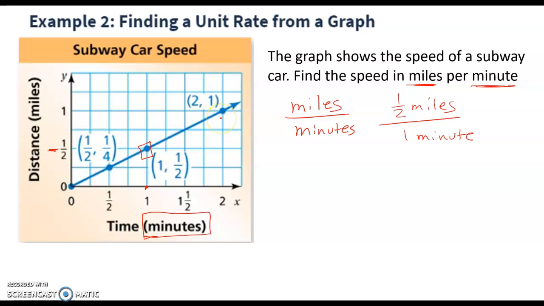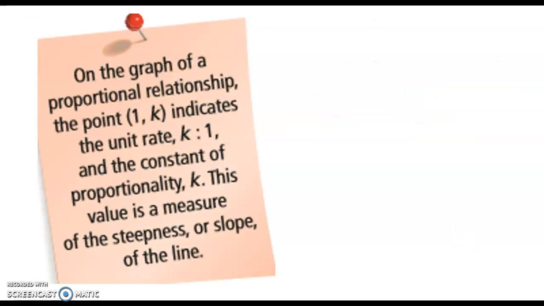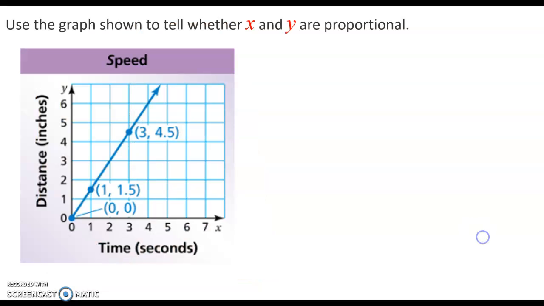So on that one, the speed is 1/2 miles per minute. If you use one of the other ones, you could then do the unit rate and you would still get 1/2 miles over 1 minute or 0.5 miles per minute. On the graph of a proportional relationship, the point 1, comma k indicates the unit rate, k:1, and the constant of proportionality k. This value is the measure of the steepness or slope of a line. So we'll use slope a lot in 8th grade.